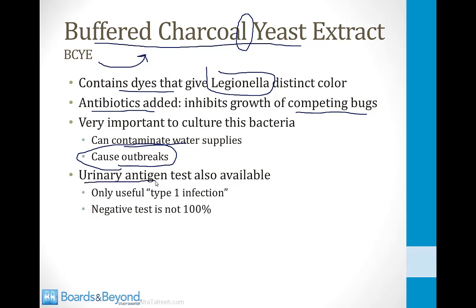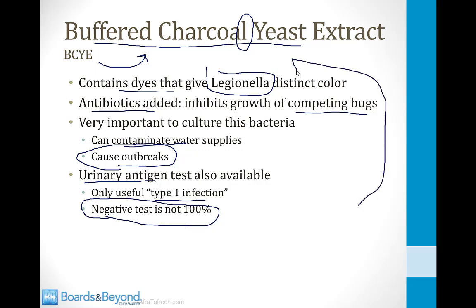Now, there is a urinary antigen test that we sometimes use to detect Legionella, but this is only useful in certain strains of Legionella infections, so-called type 1 infections. So if it's negative, it doesn't 100% mean that the patient does not have a Legionella infection, and that's why growing the bacteria on this buffered charcoal yeast is very important.